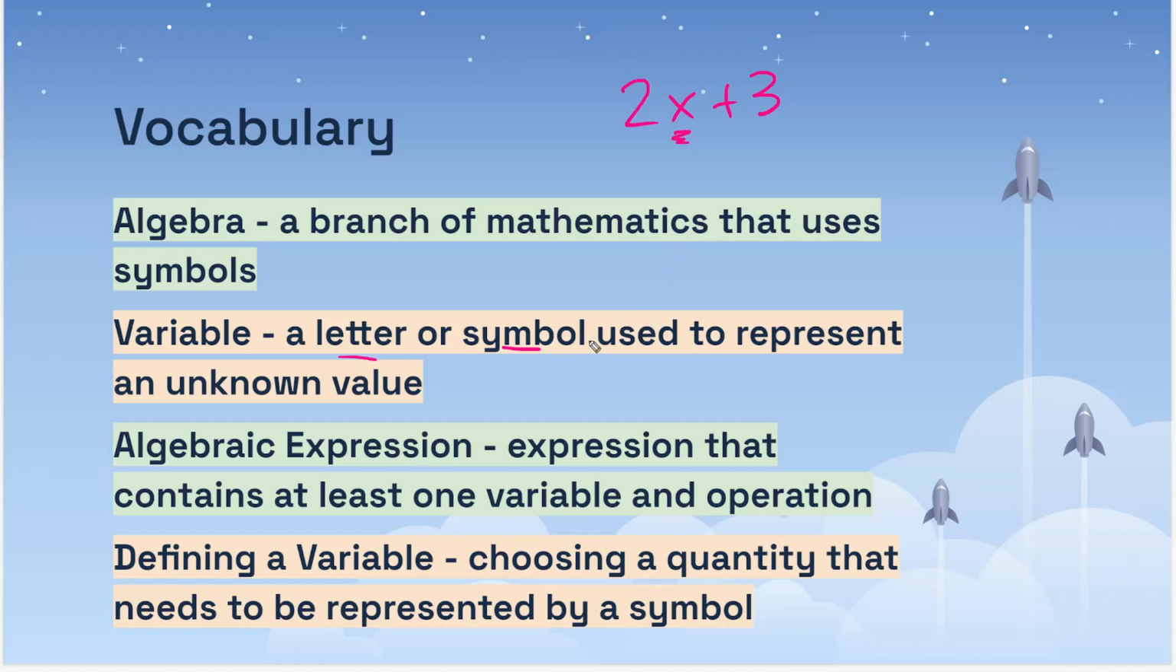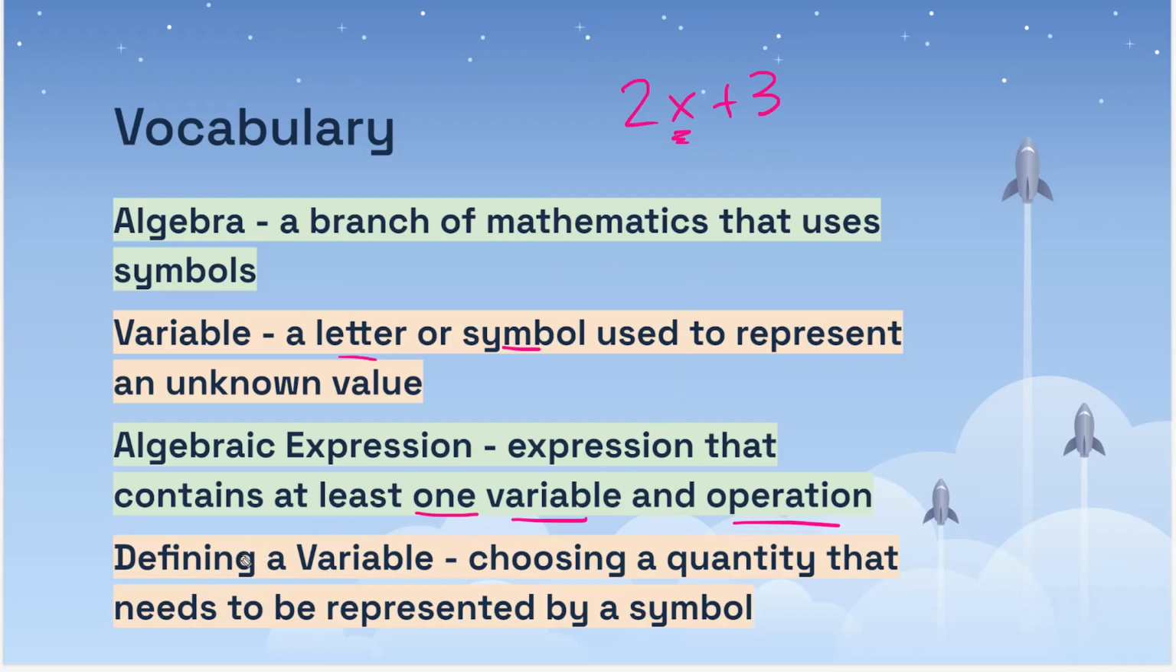An algebraic expression is an expression that contains at least one variable and operation. So we do have our one variable here, x, and we also have an operation. In this case, it's addition.